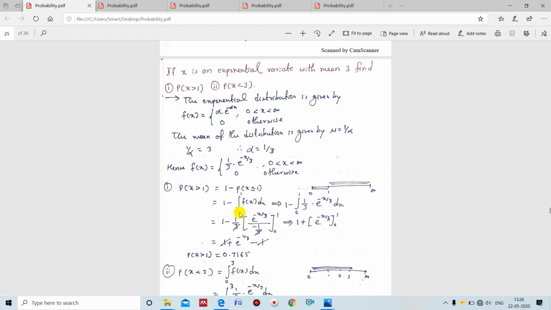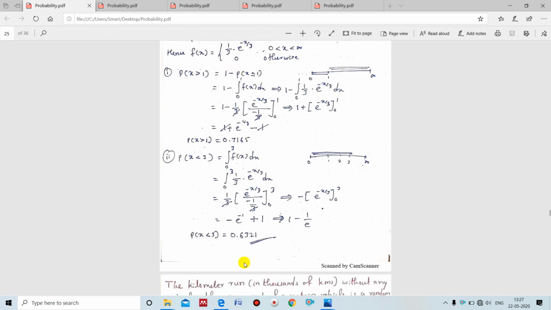So 1 minus integration from 0 to 1 f of x dx. 1 minus 0 to 1, f of x value is 1 by 3 into e raised to minus x by 3 into dx. So let us integrate this function, then put the limiting values. So 1 minus, 1 by 3 is constant, integration of e raised to minus x by 3 is e raised to minus x by 3 divided by minus 1 by 3. So 3 cancel. So this minus, plus we get 1 plus e raised to minus x by 3. The limiting points are 0 and 1. Put the upper limit as 1, we get e raised to minus 1 by 3. Lower limit as 0, anything raised to 0 is 1. So on simplification, p of x is greater than 1 is 0.7165.